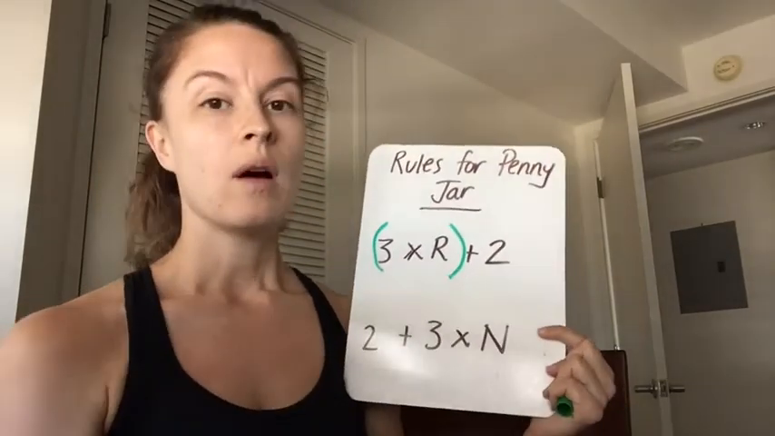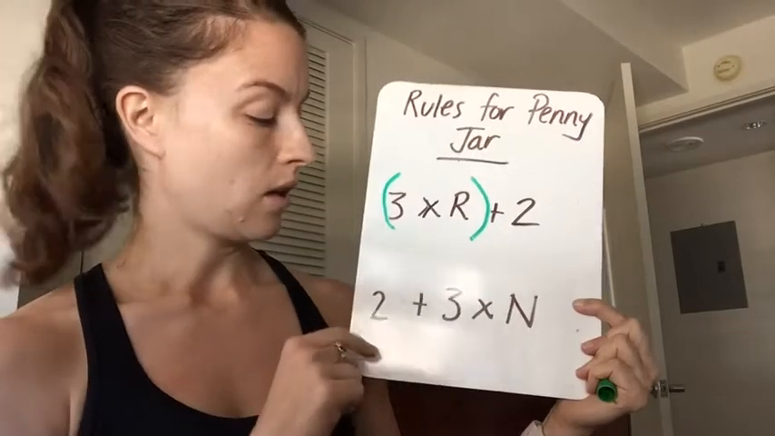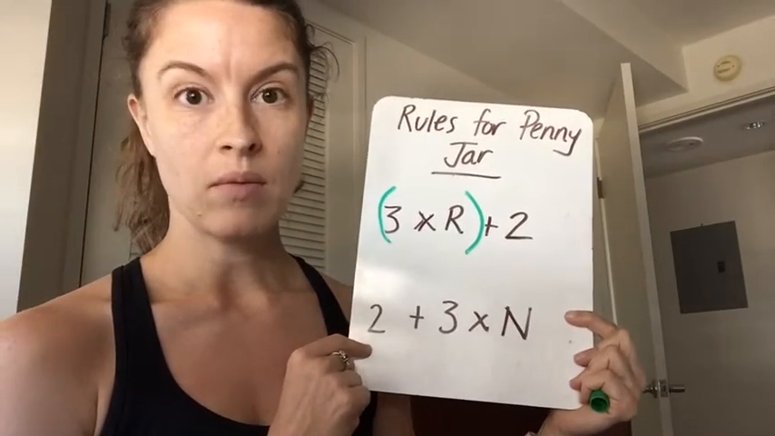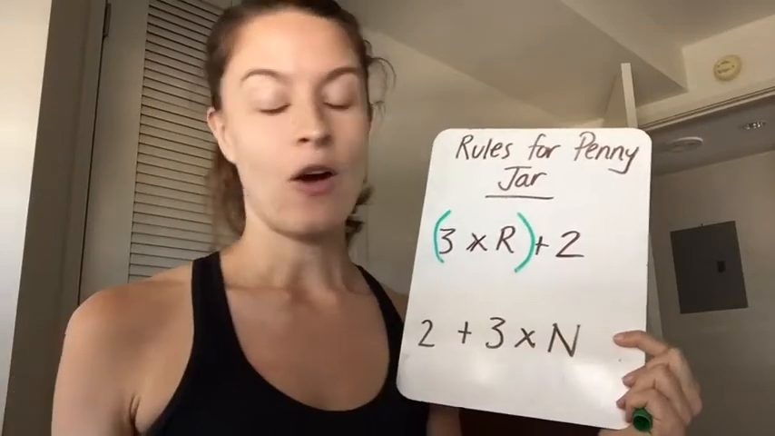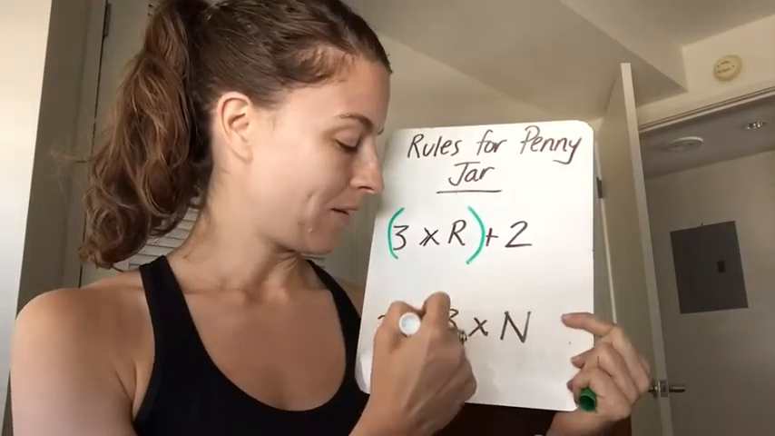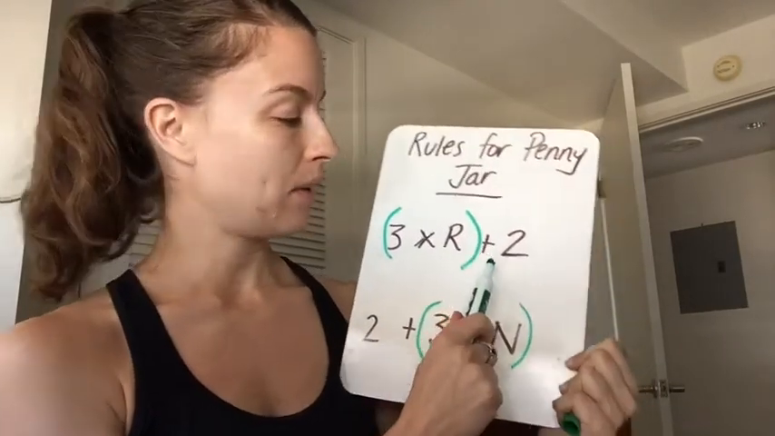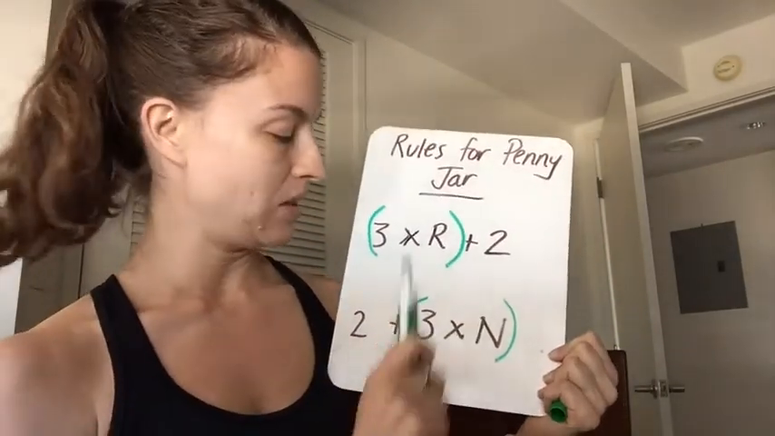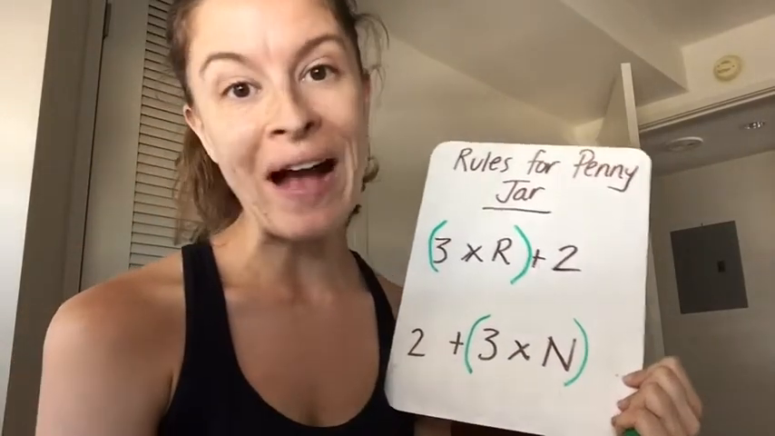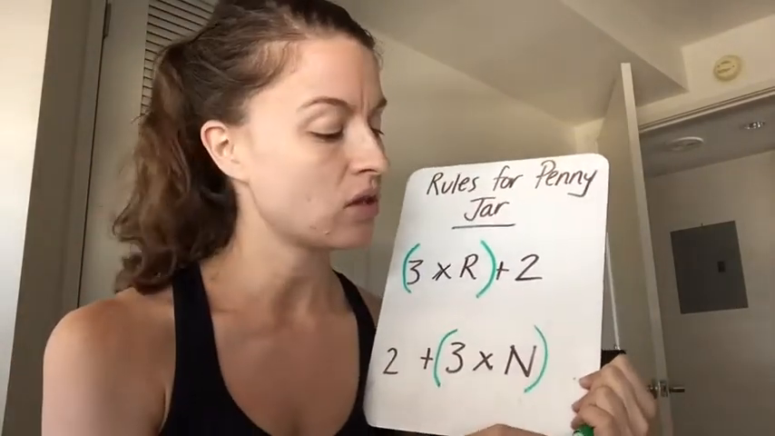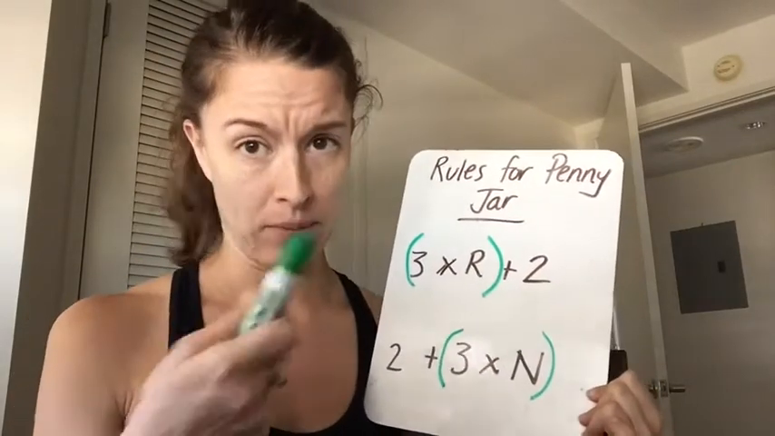Okay, so can you predict where the parentheses will go for the second equation that demonstrates the same penny jar situation? That's right. Okay, I hope you said it would go around 3 times n. So you see, you can have that plus 2 at the end, or plus 2 in the beginning, and it doesn't really matter because when you're adding, it can come at any time, just as long as it's not being confused with multiplication, like what you're multiplying.